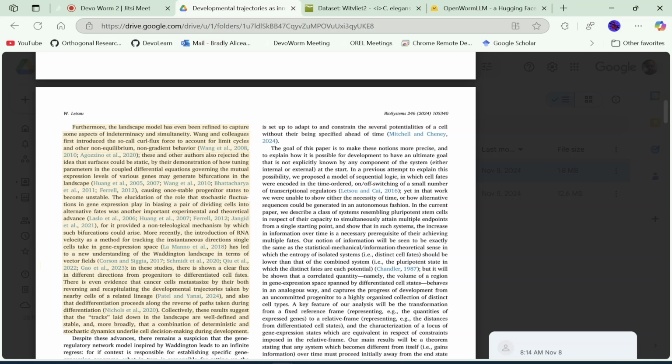These and other authors also rejected the idea that surfaces could be static. So this is where the surface is dynamic. It's always changing, depending on differences in the genome, depending on differences in the environment. By their demonstration of how tuning parameters in the coupled differential equations governing the mutual expression levels of various genes may generate bifurcations in the landscape.